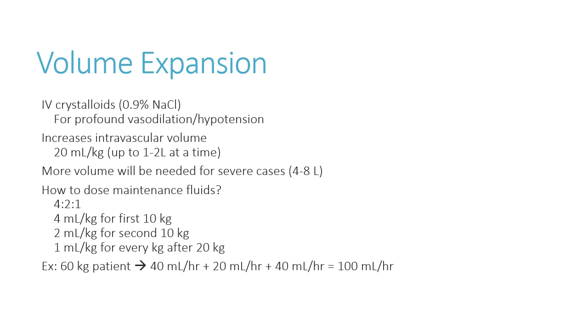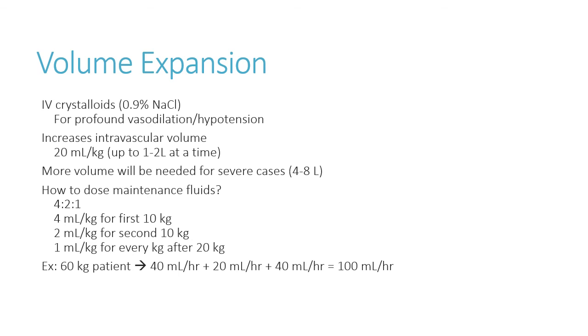Because you don't want to just fill them back up, but you want to make sure you're replacing anything that's being lost in the meantime. So what do we use? The 4-2-1 rule. How do we use that? 4 mLs per kilo per hour for the first 10 kilograms of their weight. That's mLs per hour you're going to get from that. For the second 10 kilos, 2 mLs per kilo per hour. Good. And for every subsequent kilogram, 1 mL per kilo per hour.